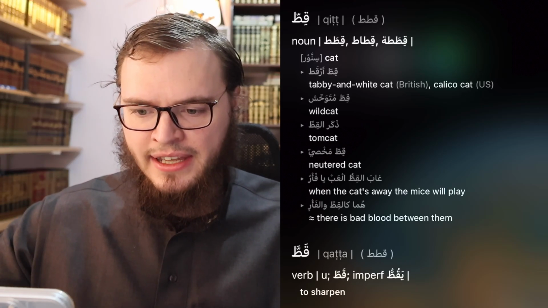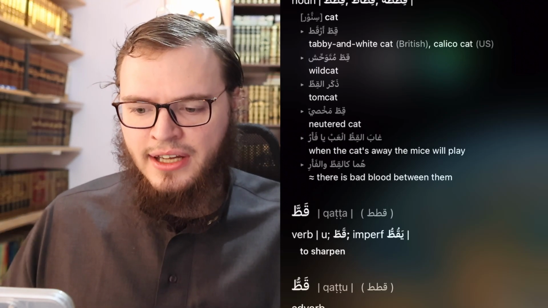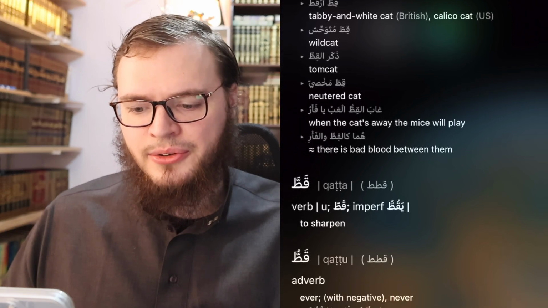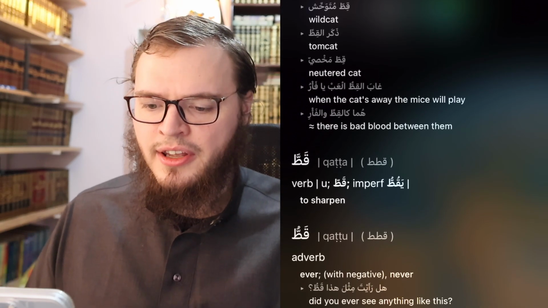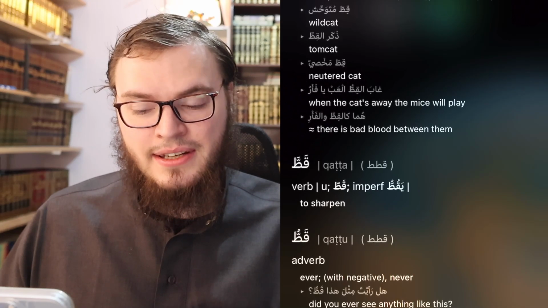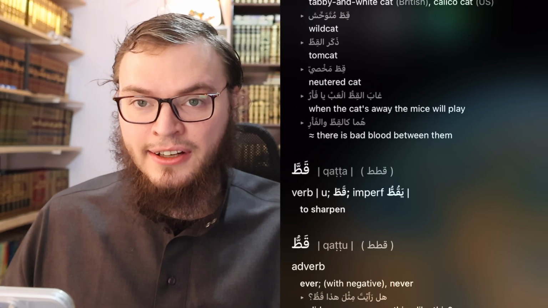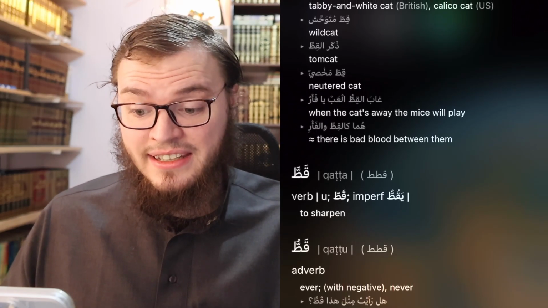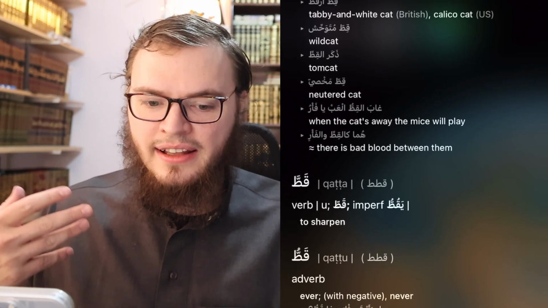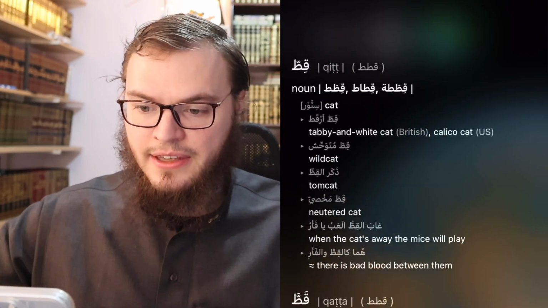And then you'll have the different cats here, and you'll see here qatta yaquttu. Okay, this is something that means to sharpen something. Okay, that's a new meaning that I didn't know before. And so also qattu. And this is a different word, of course, and this means like never. Like, hal ra'ayta mithla hada qattu? Okay, did you ever see anything like this? Of course, there's things with the usage of this that you would pick up in Nahu. But here you'll see that this is a very beneficial thing.